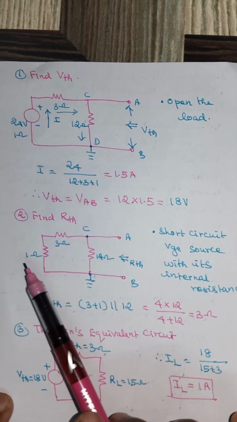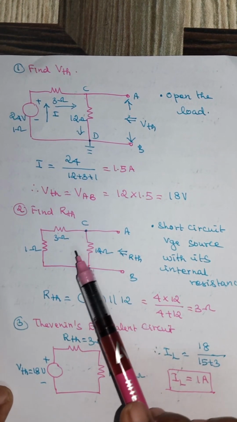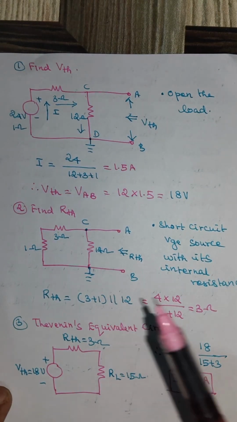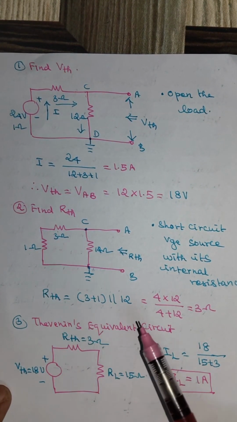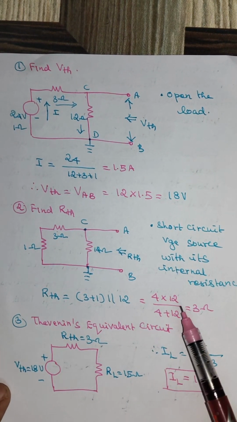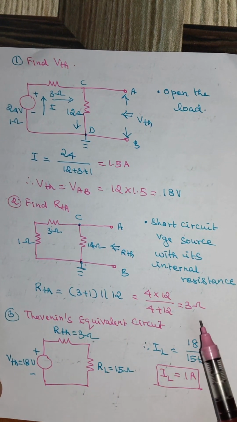Here you see the resistors 1 ohm and 3 ohm are connected in series, and that series combination is in parallel with this 12 ohm resistance. So the RTH value is calculated as 3 plus 1, which is in parallel with 12. So the value can be calculated as 4 into 12 by 4 plus 12, which is 3 ohm. Now the RTH value is 3 ohm.